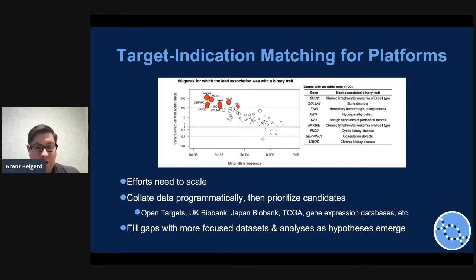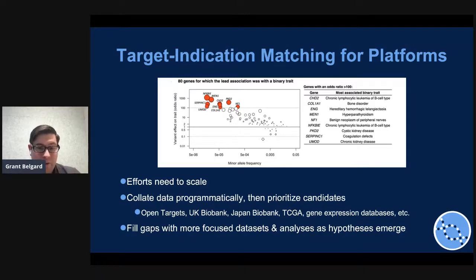This typically involves collating data across a large number of candidate targets across features that relate to a number of indications. Resources such as Open Targets, UK Biobank, Japan Biobank, TCGA, and various gene expression databases can be sources for important phenotype information that can help progressively narrow the search space as more refined hypotheses emerge.